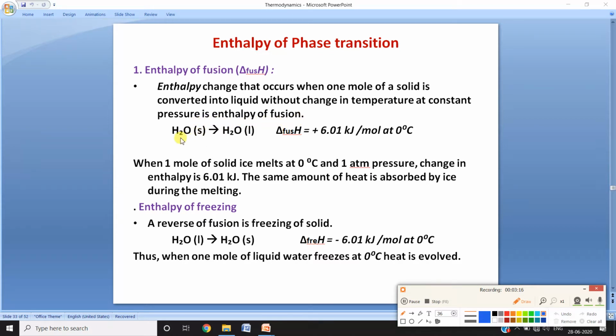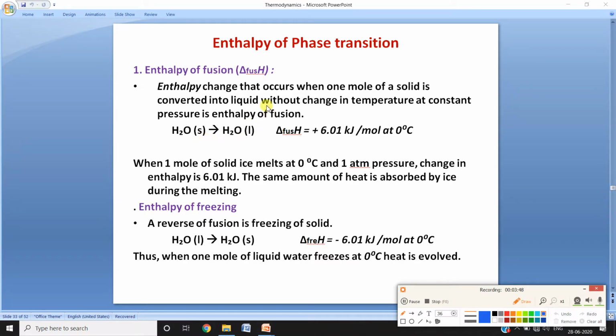For example, water in solid state means ice. That water absorbs 6.01 kilojoule per mole of heat in the form of energy, and after absorbing this much amount of heat energy, that solid water converts into liquid, meaning one phase converts into another phase. This is called fusion.